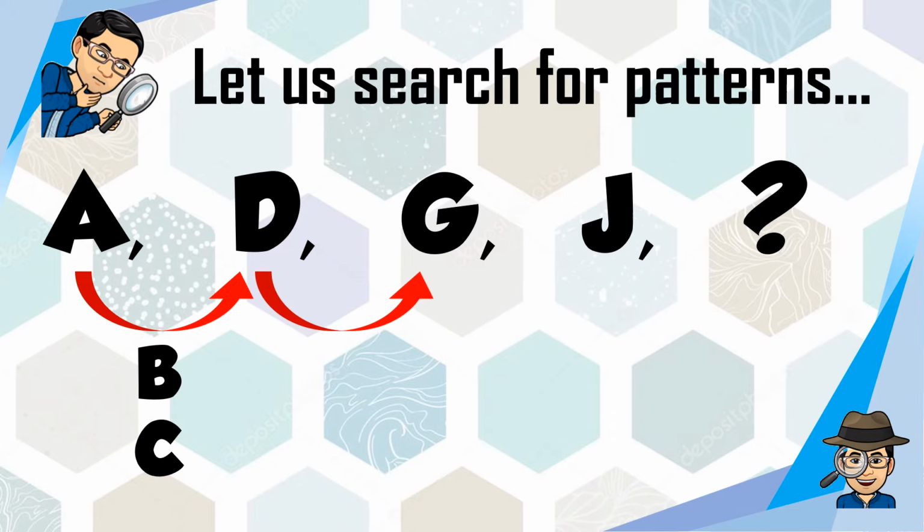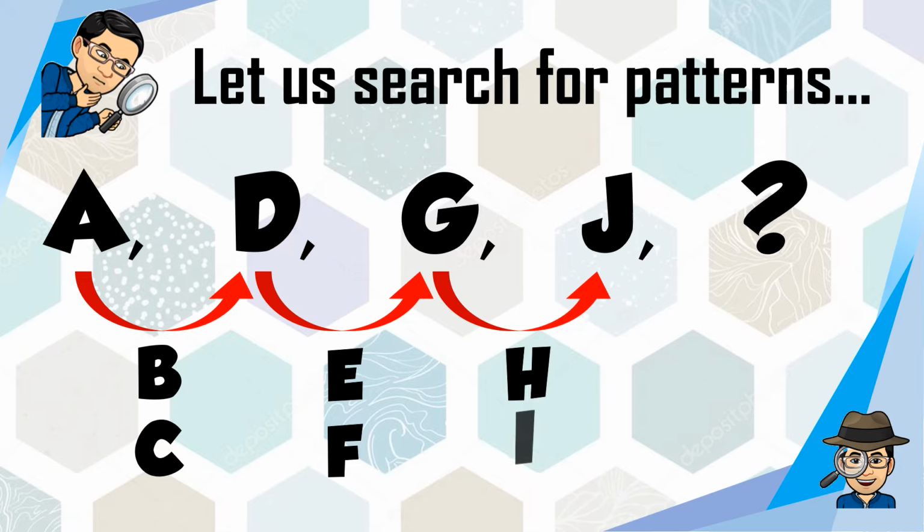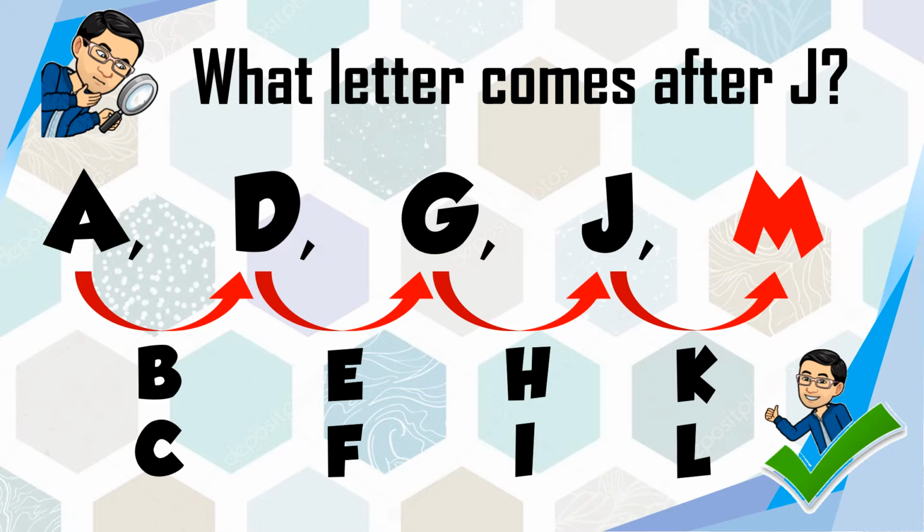What about between D and G? That is correct. Letter E and letter F. What about between G and J? So, dalawa din siya. H and I. If you will take a look at the sequence, nag-i-skip lang tayo ng dalawang letters para makuha yung mga susunod na term. So, basically, after J, mag-i-skip lang tayo ng dalawang letra, makukuha na natin yung term na hinahanap natin. So, after J, there are two letters. And these are K and letter L. So what letter comes after J? So that is M. Correct.